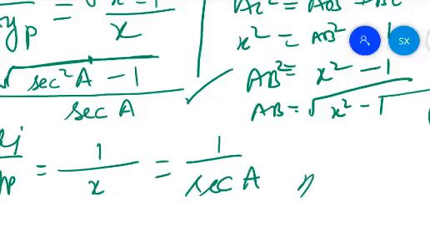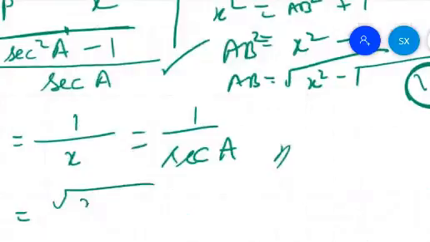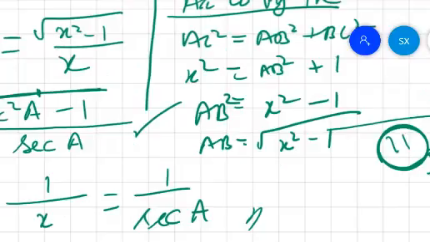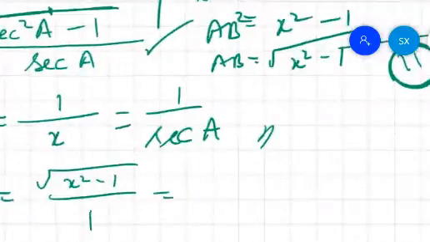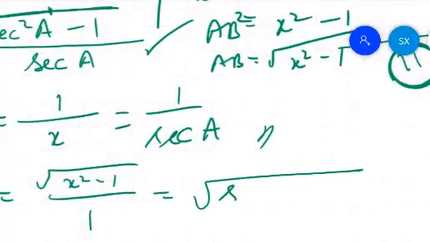Next is tan. Tan is opposite by adjacent. Which is opposite in our diagram? Our diagram opposite is square root of x square minus 1. Adjacent is 1. So what is the answer? Square root of secant square A minus 1. So tan A is equal to square root of secant square A minus 1. So sin, cos, tan are over. Next is cosecant.